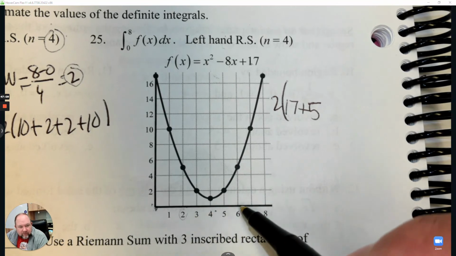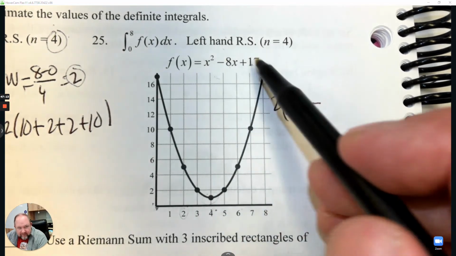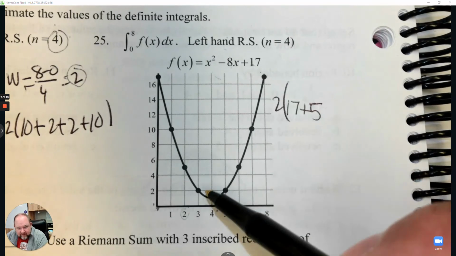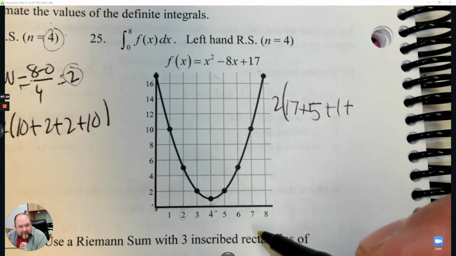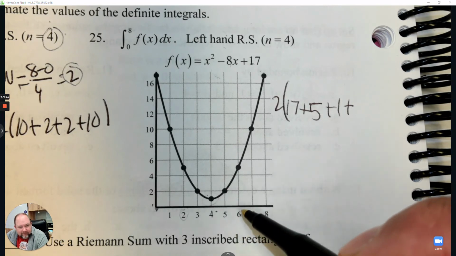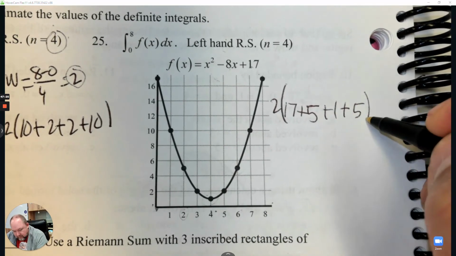And then from 4 to 6, it's here at 4. So that's 16 and 17. That's negative, that's 1. Just double checking. I know it looked like 1. From 6 to 8, we use 5 again. And those are your rectangle heights.